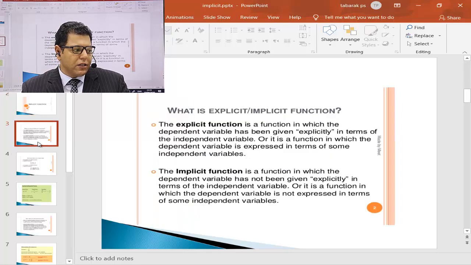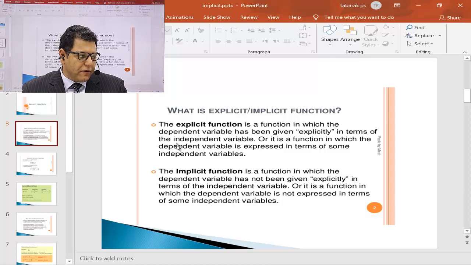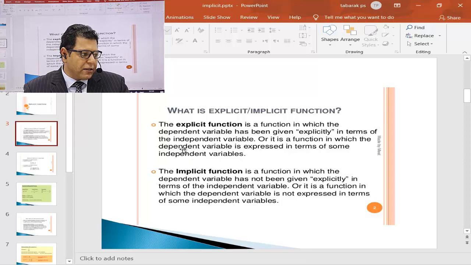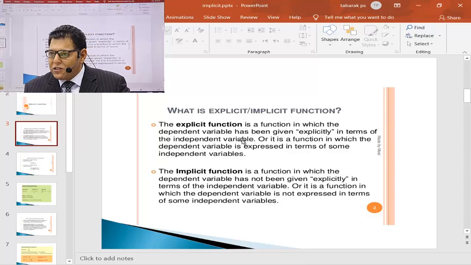In general, an explicit function is a function in which the dependent variable has been given explicitly in terms of the independent variable. That means, in general, y is in terms of x. For example, y equals x squared, y equals 3x plus 2, y equals root of x plus 1 over x. All of this is called an explicit function, because y is in terms of x.